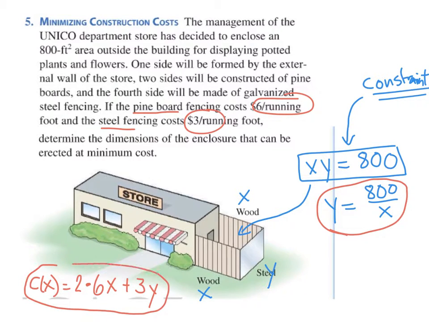Now I'm going to start a blank screen here, and we're going to start to work with that function. But the idea is that we're going to use this constraint in the cost function so that we have a function with one variable. Then we'll take the derivative and do our minimization, because we are trying to find the minimum cost. And in fact, we're trying to find the dimensions x and y that give us the minimum cost. So let's clean up with a blank screen, and then we'll finish this problem off.